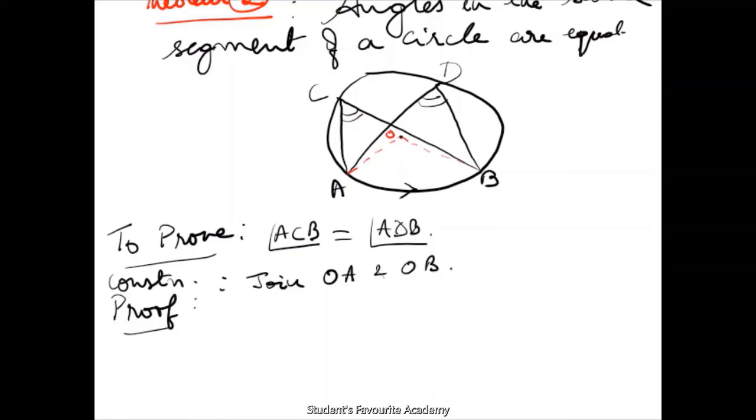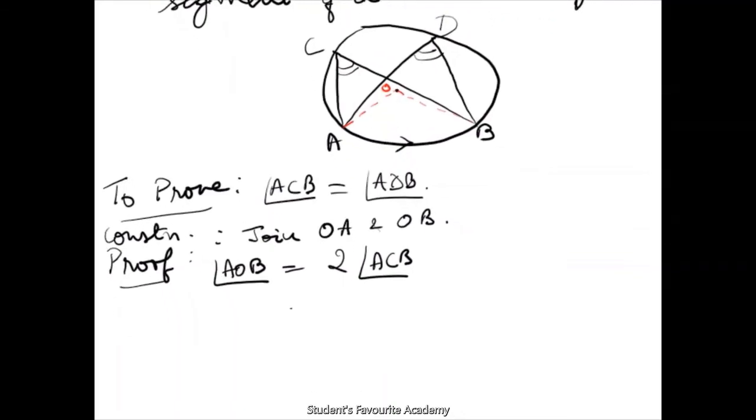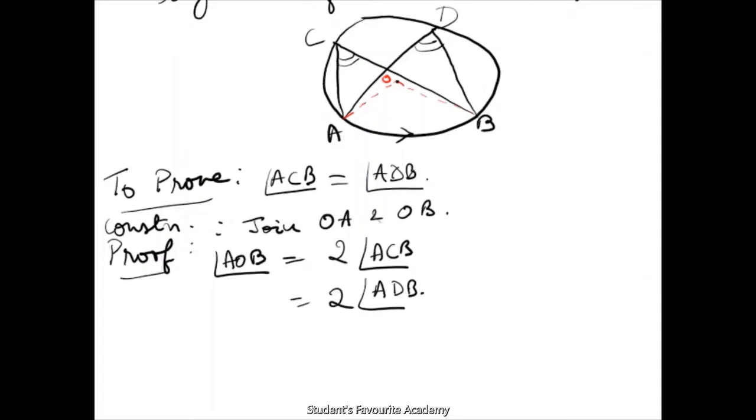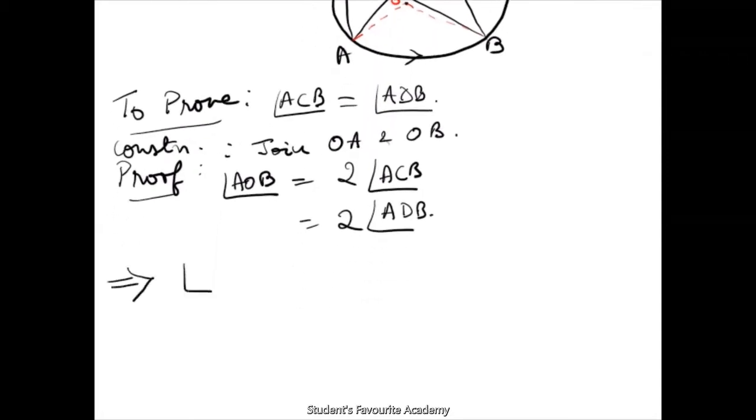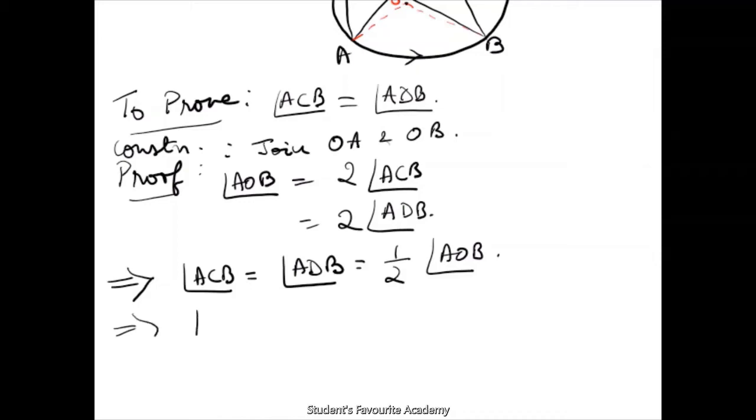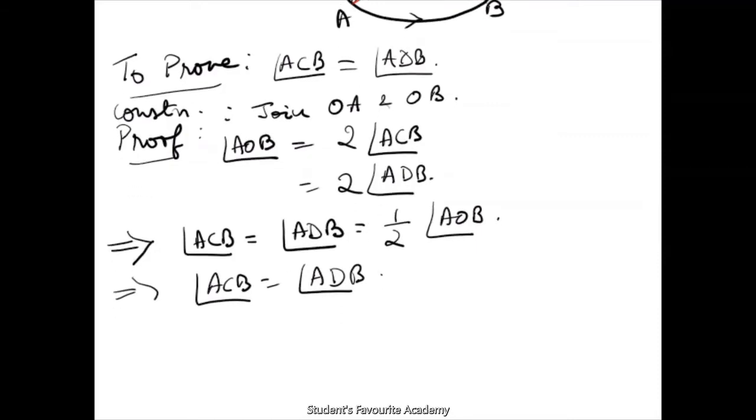Proof: angle AOB, which is the angle at the center, is equal to twice angle ACB, and is also equal to twice angle ADB, which implies angle ACB is equal to angle ADB, each equal to half of angle AOB. Hence angle ACB is equal to angle ADB. Hence proved.